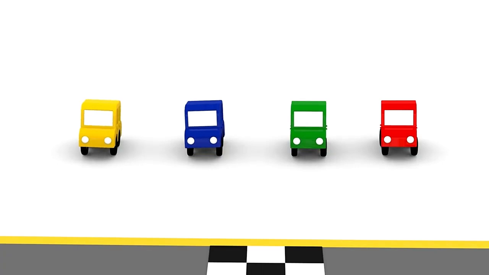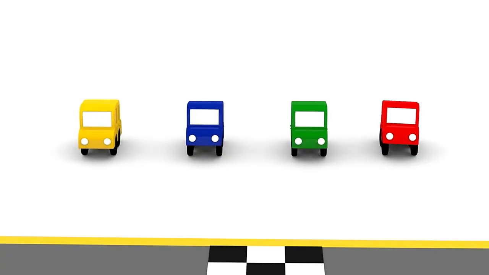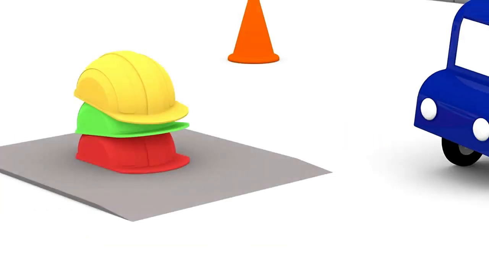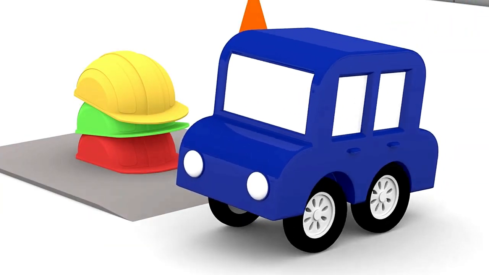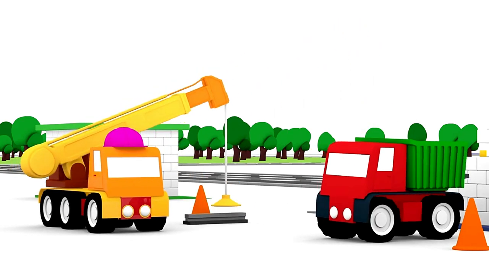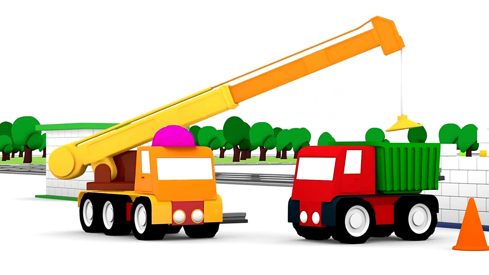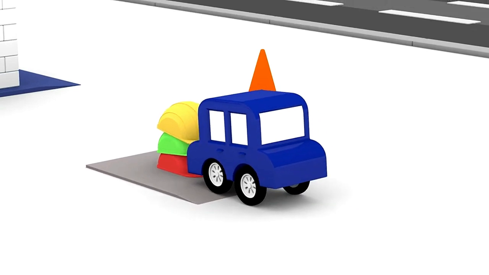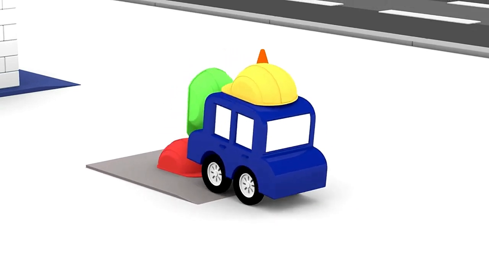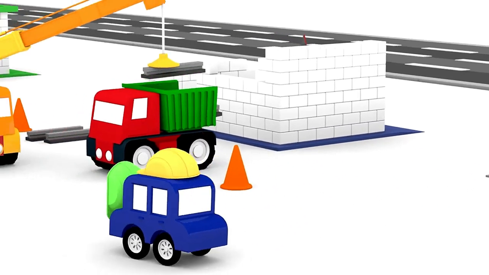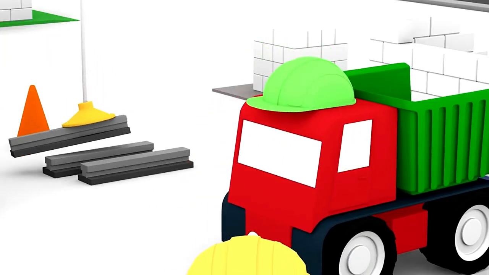Cars, will you build a fuel truck? The blue car will look for the fuel truck parts at the construction site. Little car, put on a hard hat. Why does the blue car take the green hard hat? It's for the truck. It also works at the construction site.